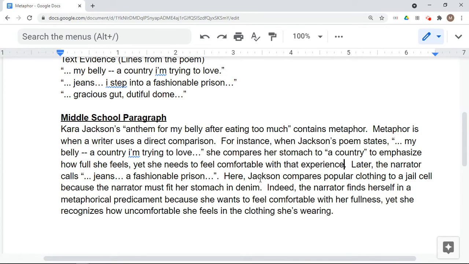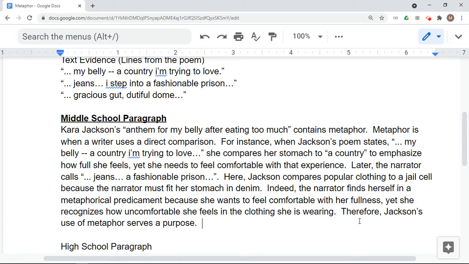Later, the narrator calls jeans a fashionable prison. Here, Jackson compares popular clothing to a jail cell because the narrator must fit her stomach in denim. Indeed, the narrator finds herself in a metaphorical predicament because she wants to feel comfortable with her fullness, yet she recognizes how uncomfortable she feels in the clothing she's wearing.